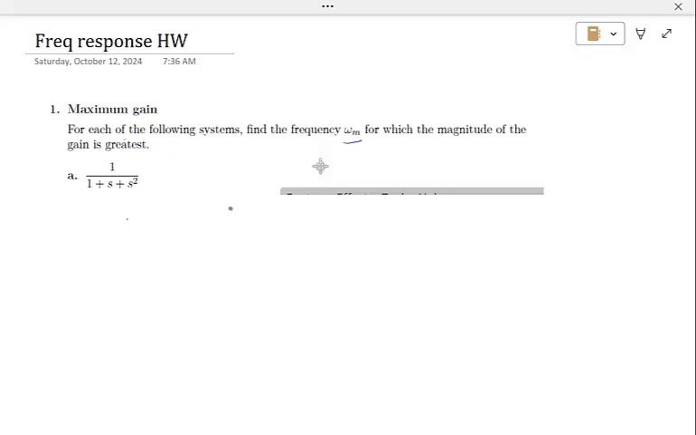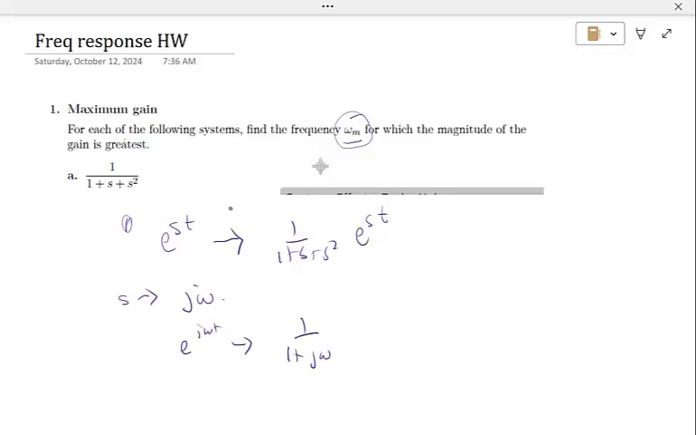reminder, what this means is that if I put in e to the st, I get out 1 over 1 plus s plus f squared times e to the st. Right? So that's the complex gain. Now, when you're talking about frequency, you replace s with j omega. Okay. So that means that e to the j omega t is going to 1 over 1 plus j omega squared times e to the j omega t.